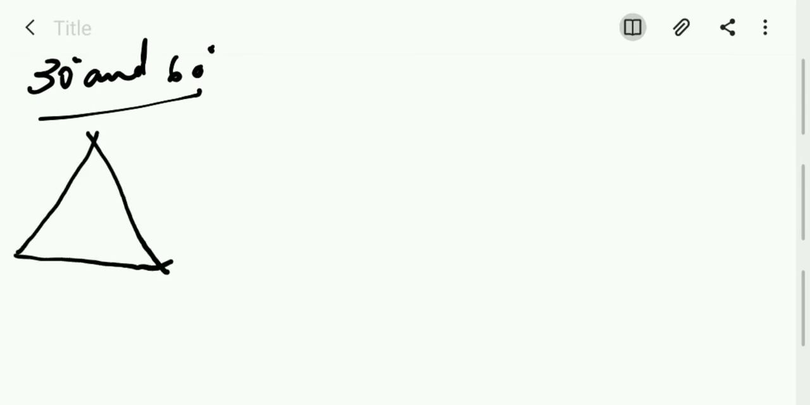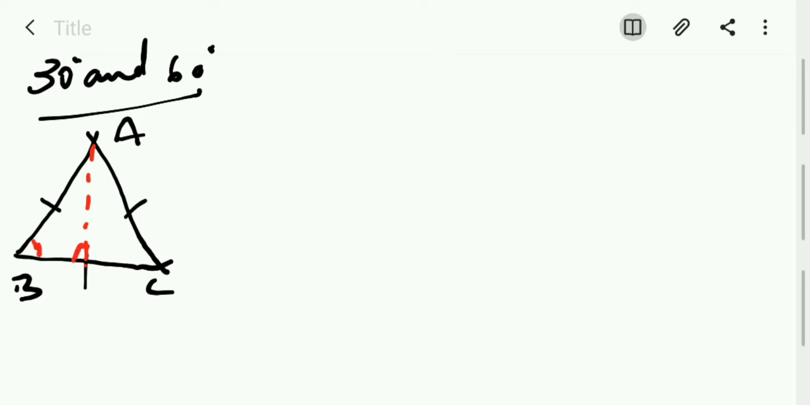30 degree and 60 degree. Okay, now let's move on to 30 degree and 60 degree. Now if I consider an equilateral triangle ABC, this is equal to this is equal to this, all the sides are equal. Now if this is an equilateral triangle, draw a line which divides it.